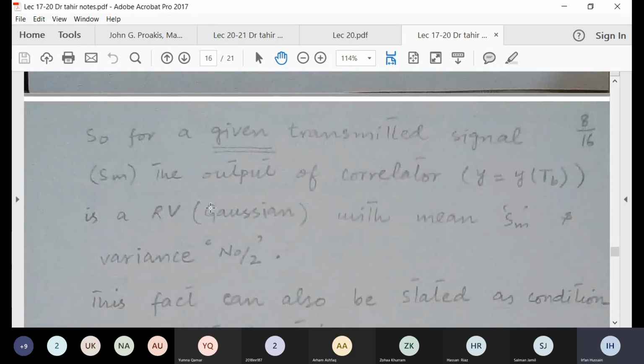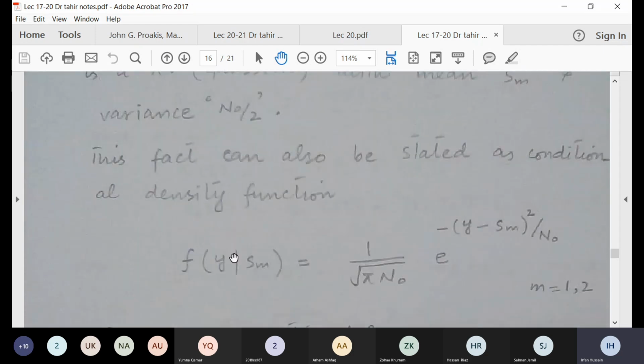So the output of the correlator is a random variable with mean Sm and variance n naught by 2, a Gaussian random variable. So you can write this as a PDF, a density function. Y given Sm will have mean Sm, so you know y is shifted to Sm. The variance is n naught by 2. So in 2 sigma square, the 2 cancels and this becomes n naught. In 2 pi sigma square, the 2 cancels and this becomes pi n naught.